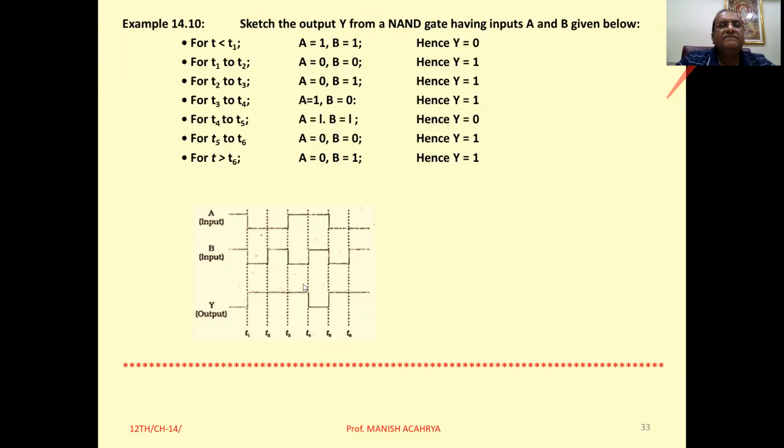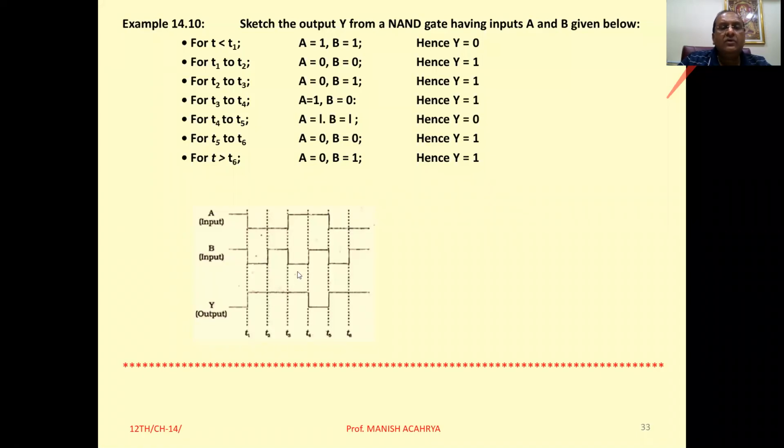So see here. For time t less than t1, A is 1, B is 1. See here in the waveform. A is 1, B is 1. A is at the higher level. So output is 0. Then A is 0, B is 0, we will get output. A 0, B 1, we will get output.